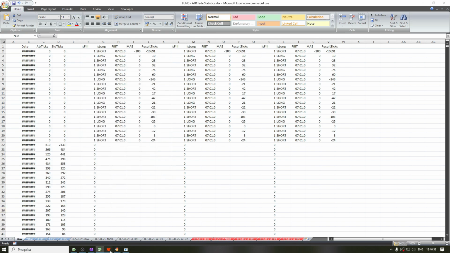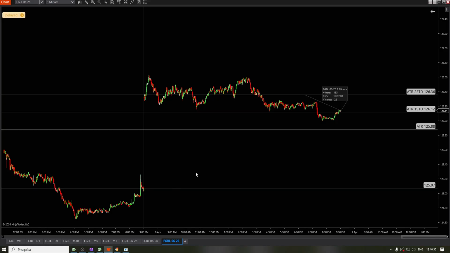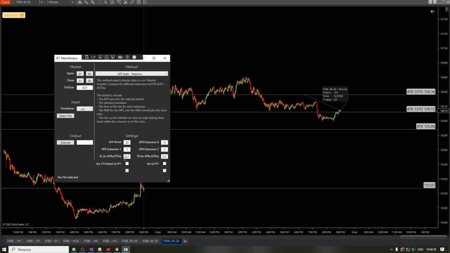So firstly, let's see what we are actually looking at, right? With my tool, you can select different ATR extensions. So you've got extension 0, that's just ATR. Extension 1, that's one standard deviation past the ATR. And then extension 2, I've put as 2 standard deviations past the ATR. Obviously, you can put in different figures, but that's what we've looked at here. And we'll talk about this in a second.